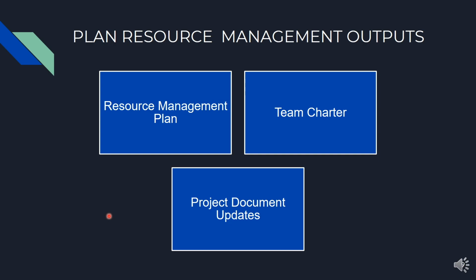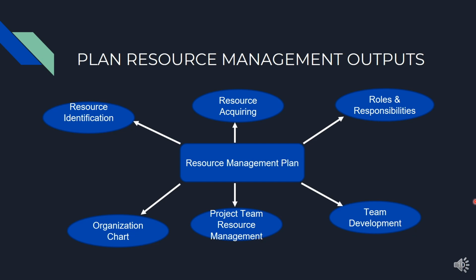The outputs for plan resource management are the resource management plan, team charter, and project document updates. Let's understand the first output, which is the resource management plan, and its components. The components of the resource management plan are identification of the resources in the project, how to acquire the resources, what the roles and responsibilities are, how we will develop the team, how we will do the project team resource management, and what the project organizational chart is for the project.